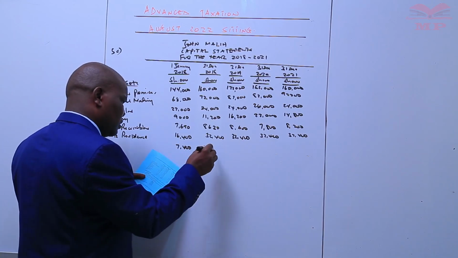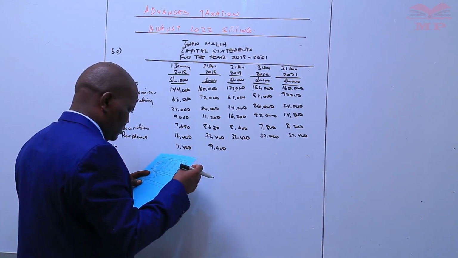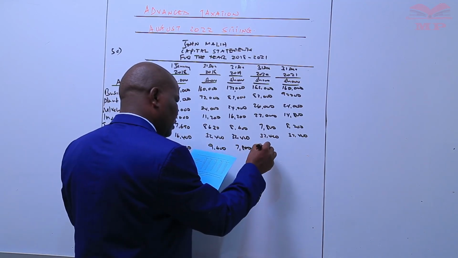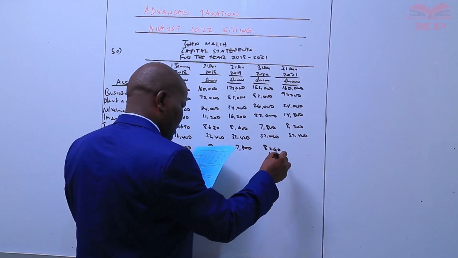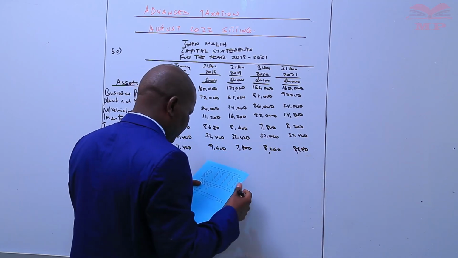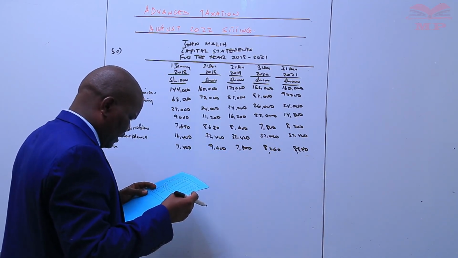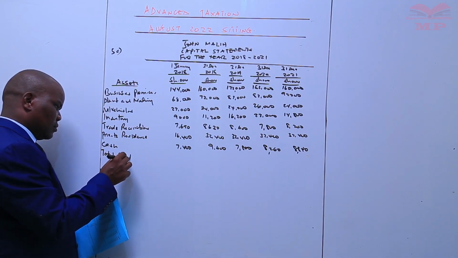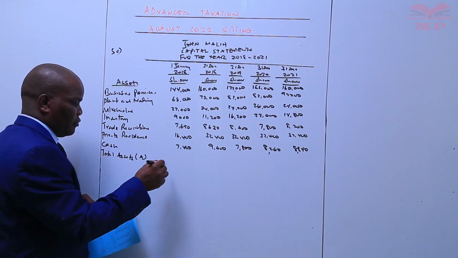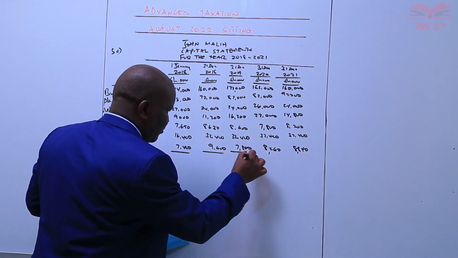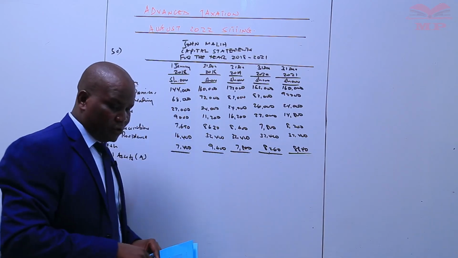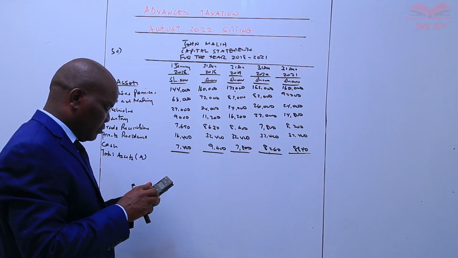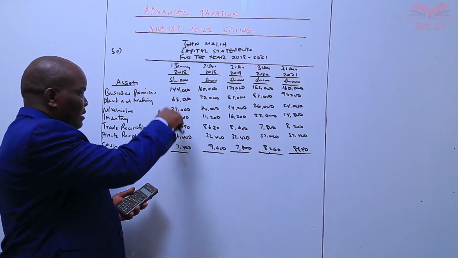7,400, 96, 78, 8260, and 8840. That is all in terms of assets. So what we do is to get total assets. For illustration purposes, we can mark it A. In the exam, you may not have to mark it because you'll be sure of what you are doing. Here, I'm marking it because I want us to understand each step at a time. So we get the sum of each column.